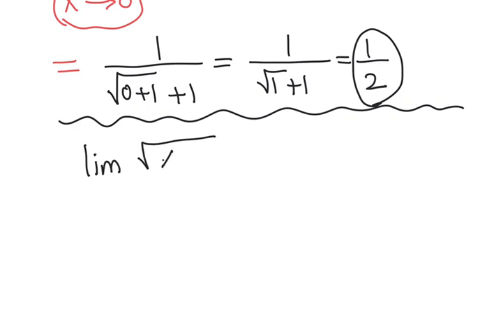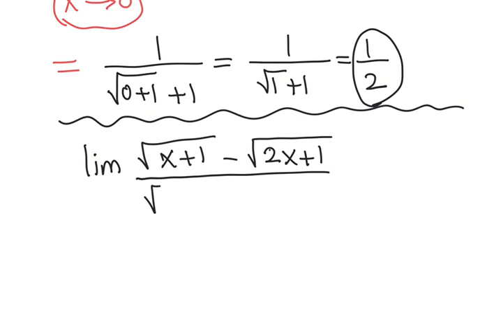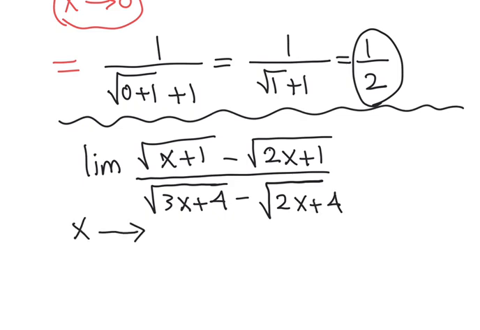Limit of root x plus 1 minus square root of 2x plus 1 over square root of 3x plus 4 minus square root of 2x plus 4 as x goes to 0.